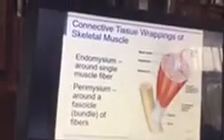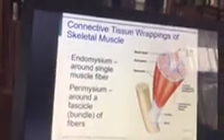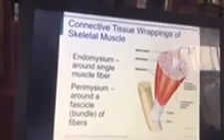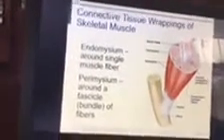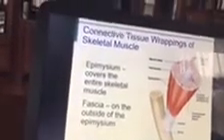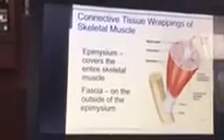Connective tissue wrappings of skeletal muscles. The endomysium is around a single muscle fiber. The perimysium is around a fascicle, or bundle of fibers. The epimysium covers the entire skeletal muscle. And the fascia is just outside of the epimysium, which surrounds the muscle.